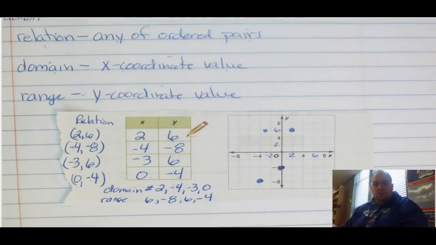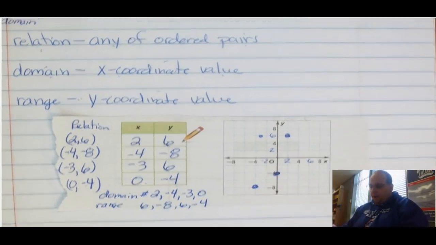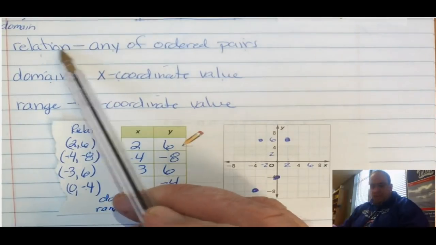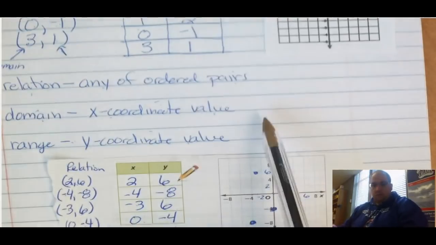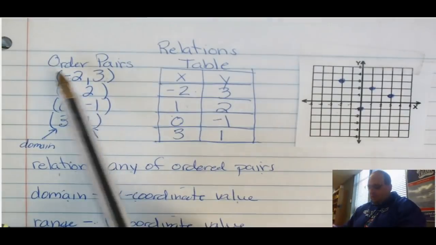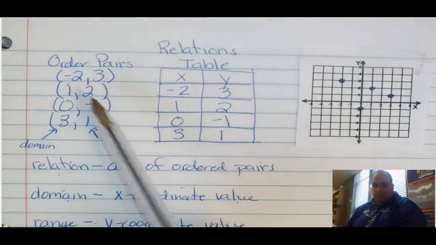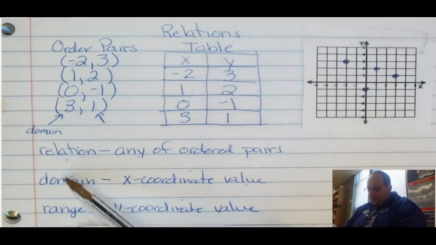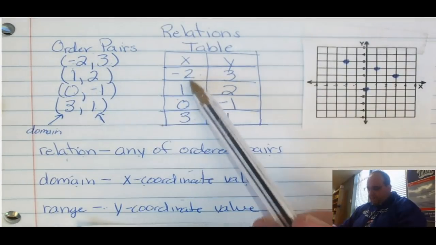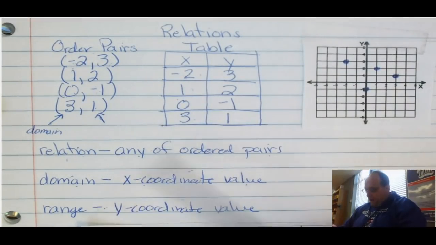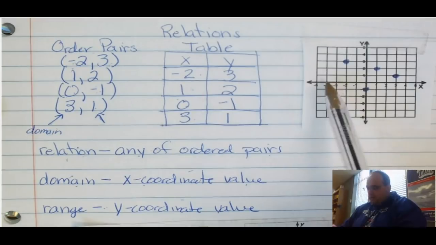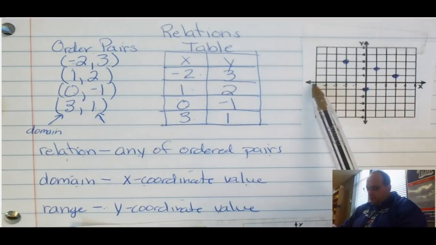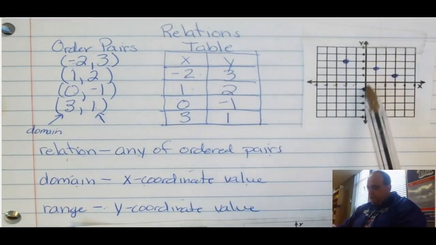So just to review what we talked about. We talked about that a relation is any ordered pairs. So like we did up here in this example. So these ordered pairs are relations, okay? The domain is the x-coordinate. The range is your y-coordinate. So here is your domain. Here is your range, okay?